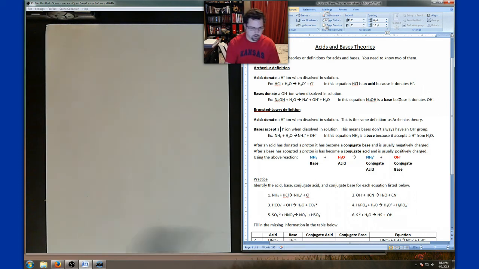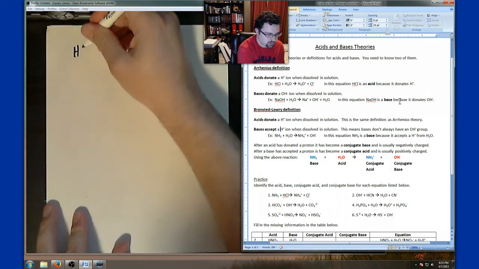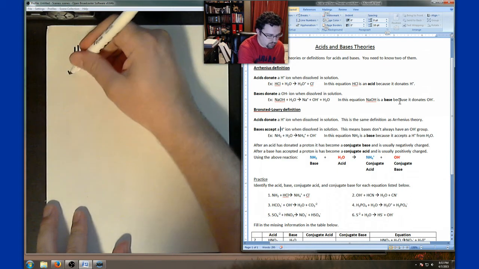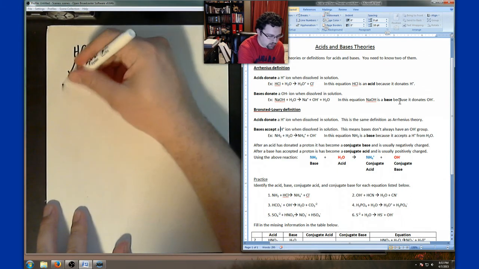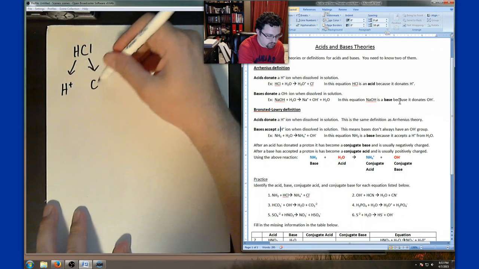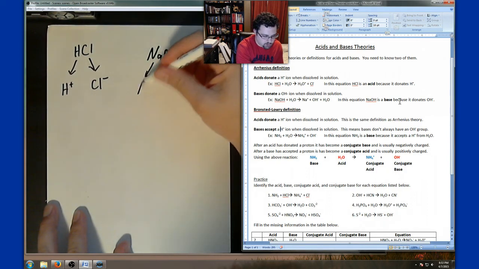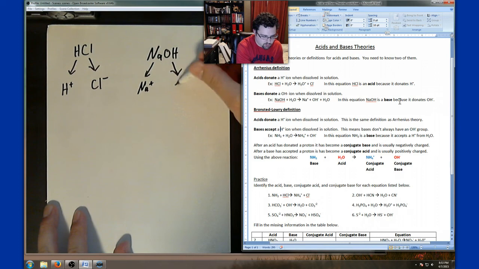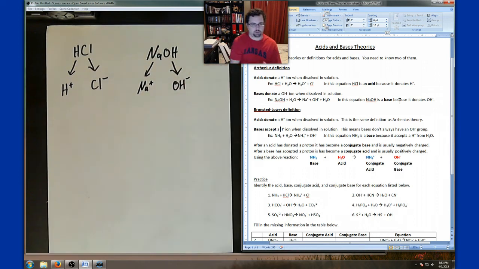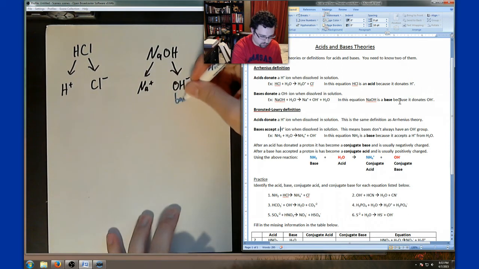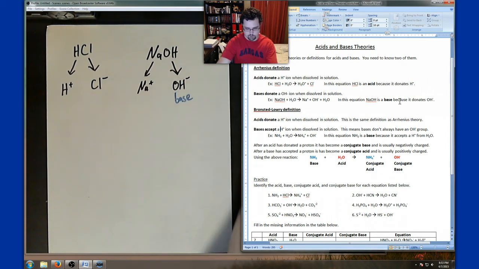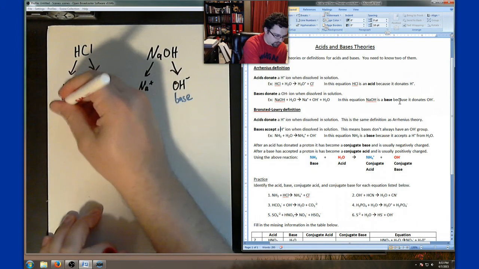So for the acid, if it's like HCl, when it dissociates or breaks up in water, since it's donating an H+, that's an acid. Meanwhile, bases, when they dissociate and break up in solution, donate an OH-. So the OH- makes it a base, and the H+ makes this one an acid.